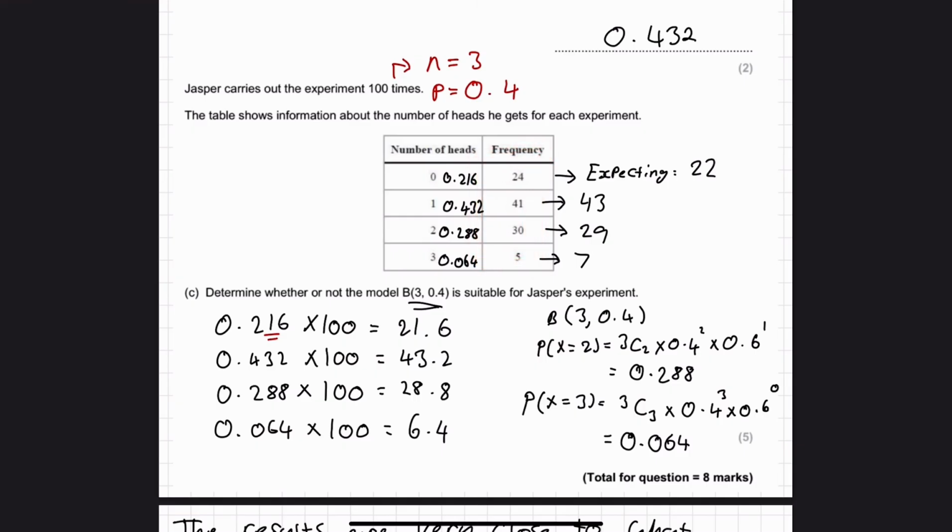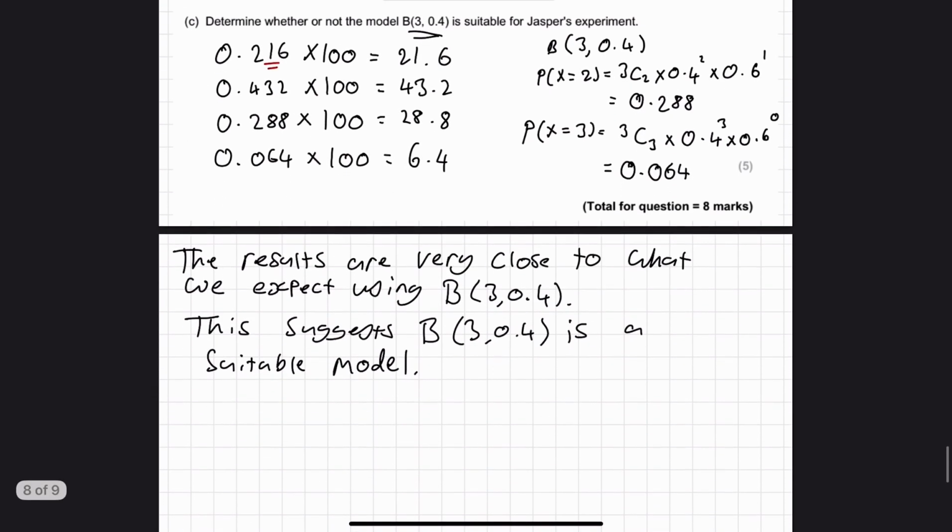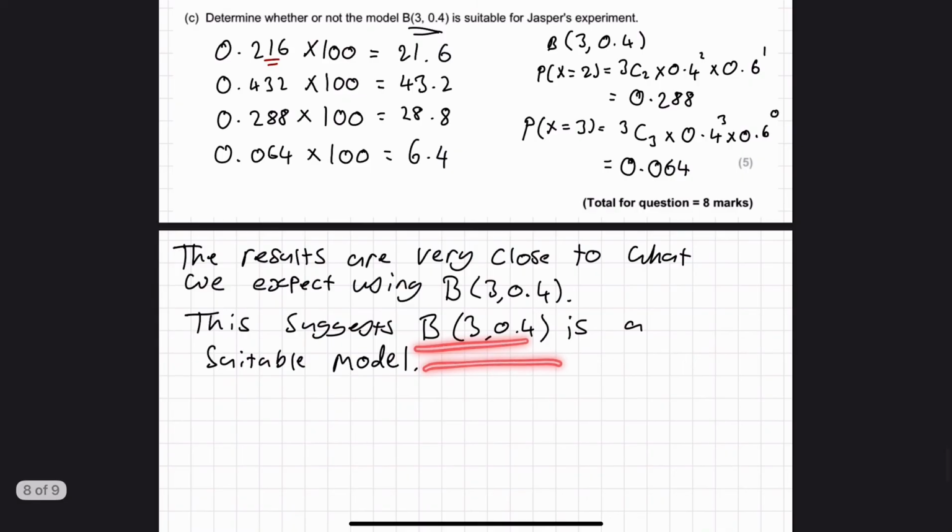And the thing is, the results we were expecting using probability theory are very similar to the results we got by doing the experiment 100 times. So we concluded that the results are very similar. That suggests, because the results are very similar, that this is a suitable model for Jasper's experiment.